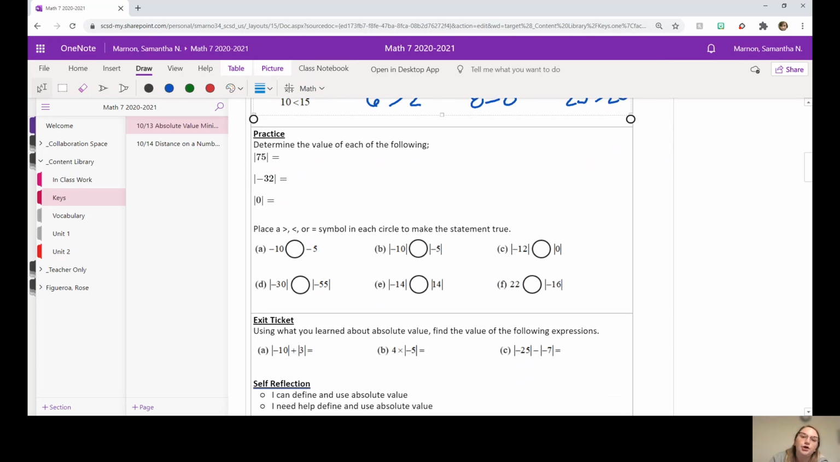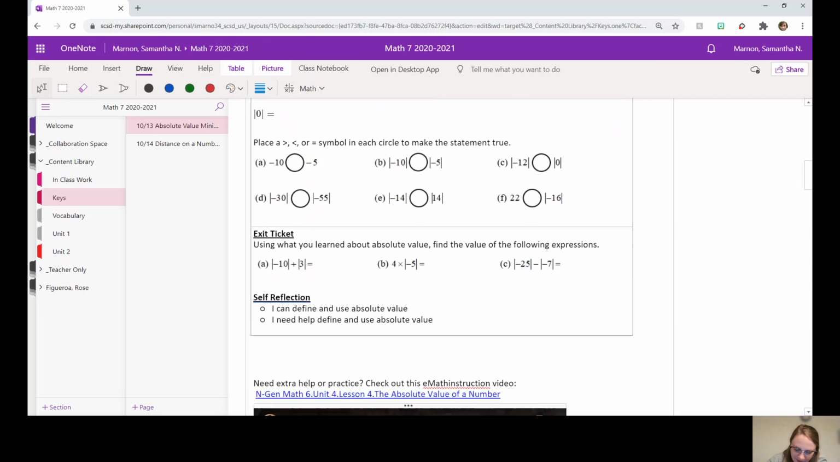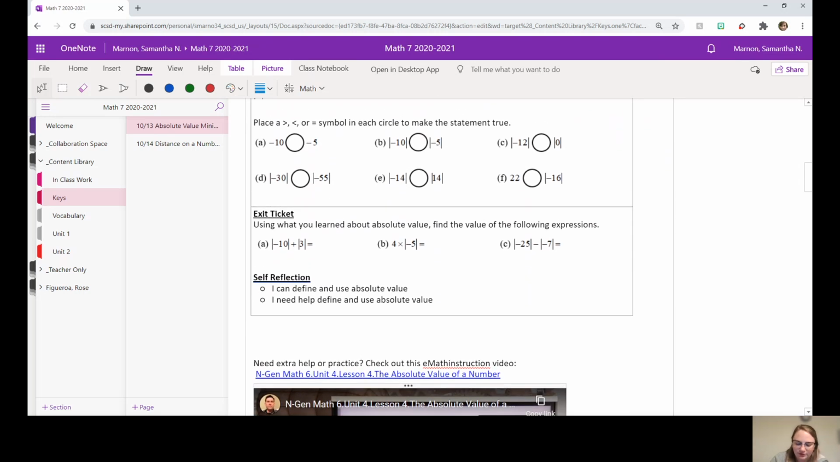So what you're going to do to finish out this lesson is you're going to complete this practice on your own. I'm not doing these practice problems with you. You should be pretty good at them. We just did a bunch together. And then you're going to do your exit ticket. So now you're going to have to calculate the absolute value and then do an operation. So this first one's adding, then we have multiplying and subtracting. Find the absolute value, substitute those in, and then add them, multiply, or subtract them.